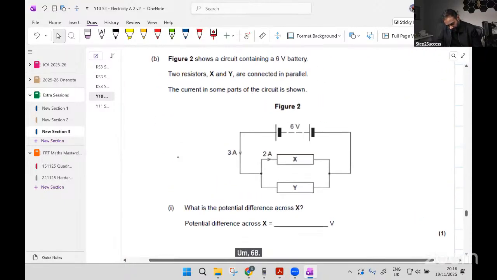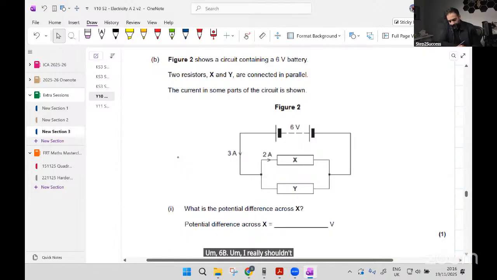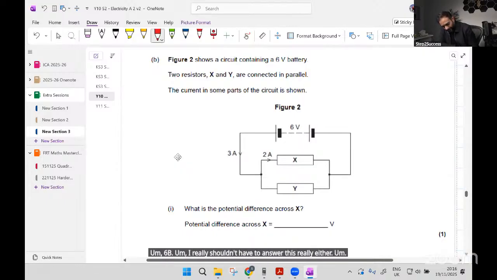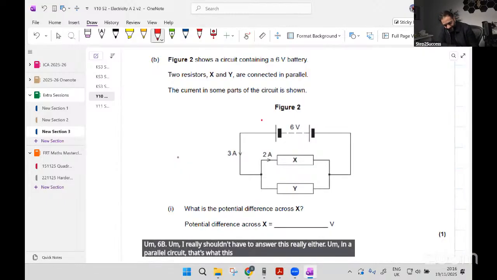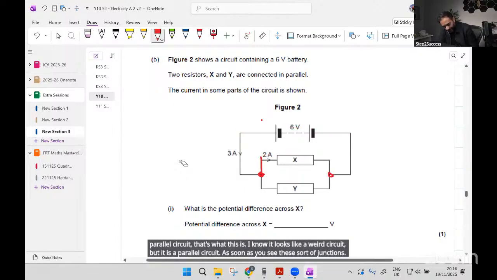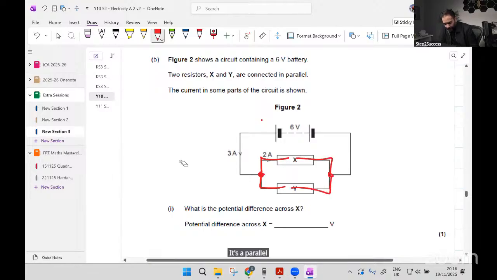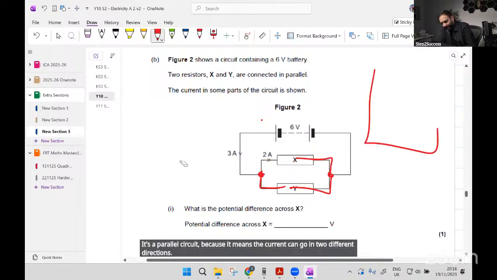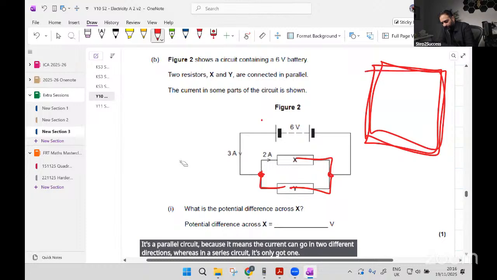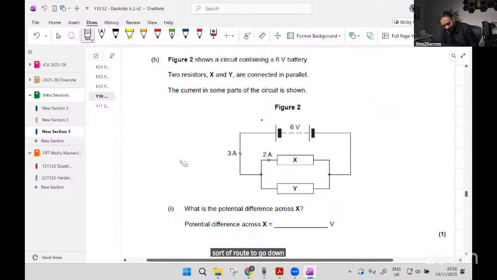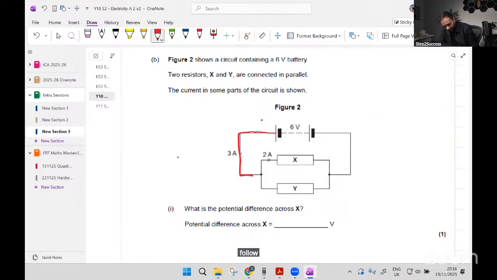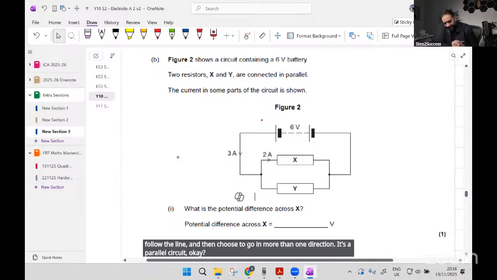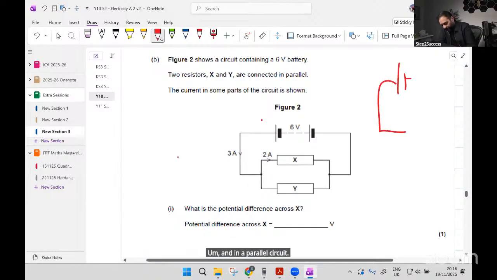6B. I really shouldn't have to answer this. In a parallel circuit, that's what this is. I know it looks like a weird circuit, but it is a parallel circuit. As soon as you see these sort of junctions, it's a parallel circuit because it means the current can go in two different directions, whereas in a series circuit, it's only got one route to go down. As soon as you can follow the line and then choose to go in more than one direction, it's a parallel circuit.